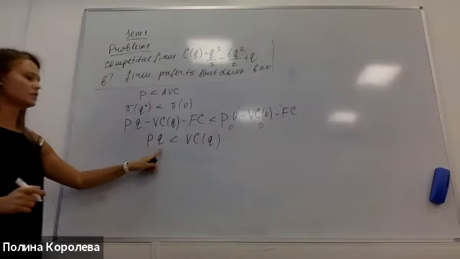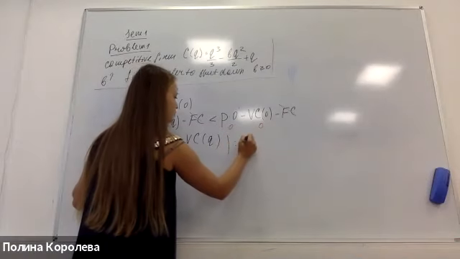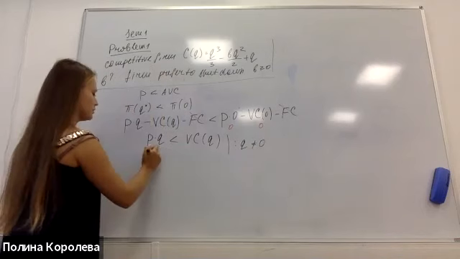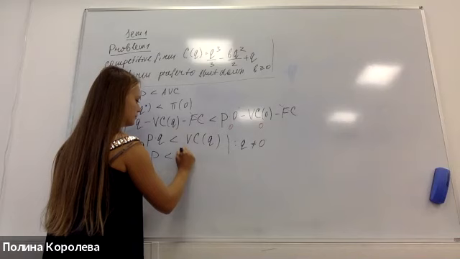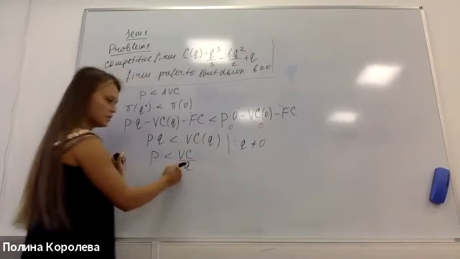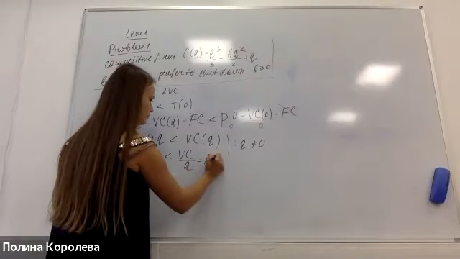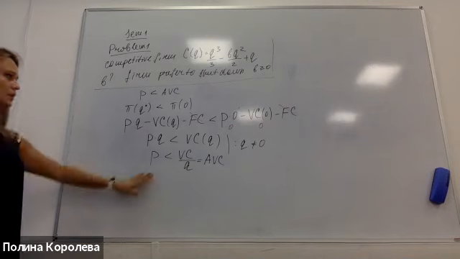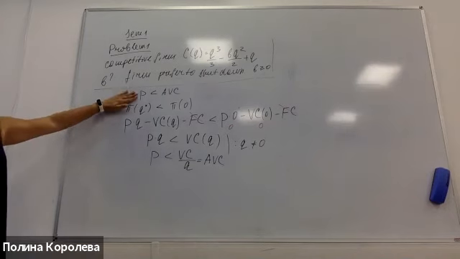We know that quantity is not equal to 0. So we divide by quantity not equal to 0. What do we get? Price less than variable cost divided by quantity. And this is average variable cost. This is how we derive this condition, the condition to shut down.